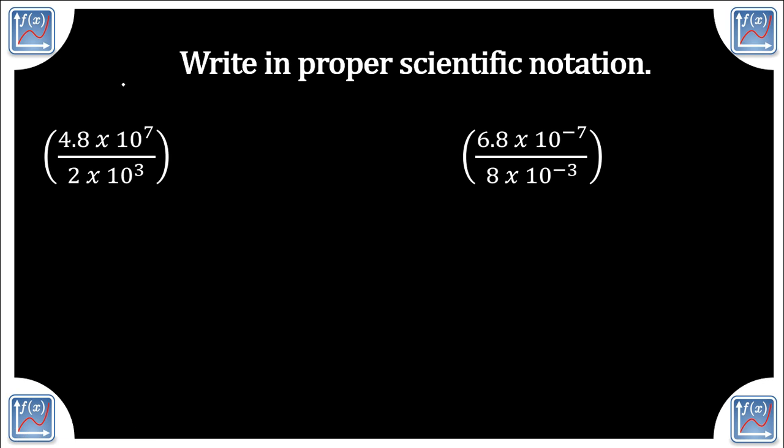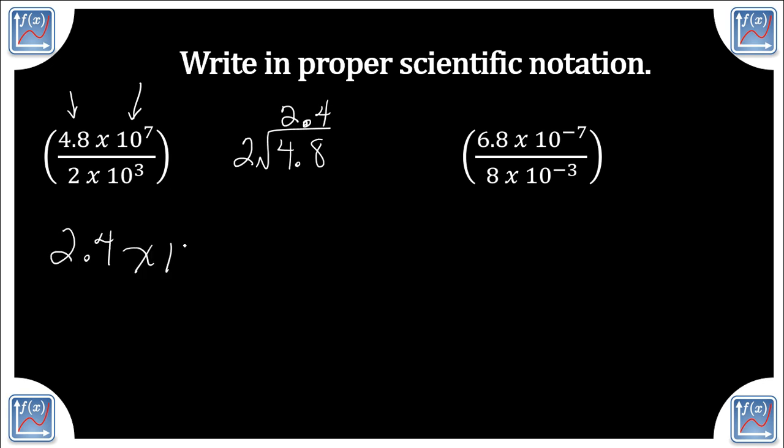Now let's take a look at division. We're going to divide our coefficients, and then we're going to use the quotient rule and subtract our exponents. So first of all, we have 4.8 divided by 2, so the top goes in the box. 2 divided into 4 is 2. Bring up our decimal here. And 2 divided into 8 is 4. So we have 2.4 times 10, and we're going to subtract top exponent minus the bottom. That gives us positive 4.